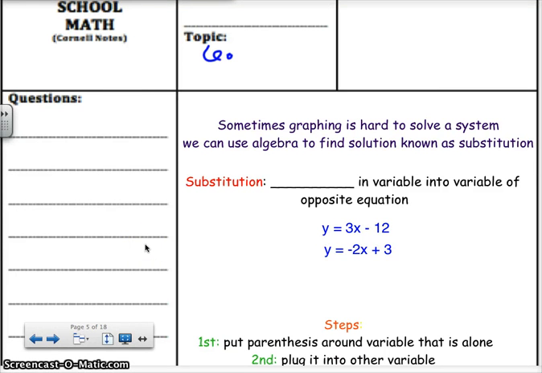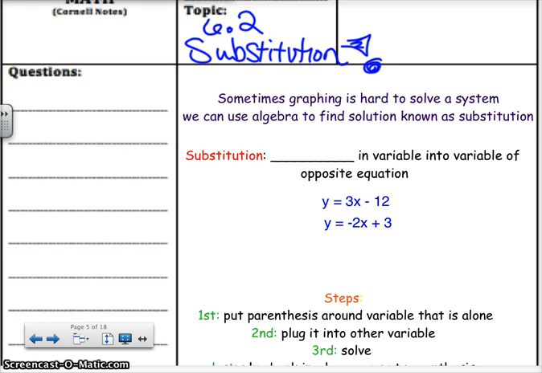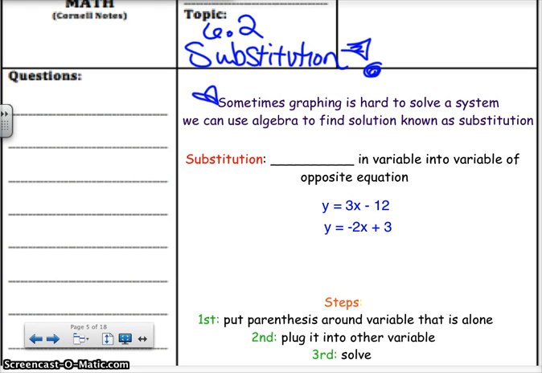Okay, today we are moving on to our second lesson of Systems, Chapter 6, and we are going to solve systems using a strategy called substitution. And what substitution means is exactly what it sounds like. You substitute one thing in for another. It's just like teachers. When teachers get substitutes, you take out one teacher, you put another teacher in. Okay, same concept. Substitution. We use substitution when graphing is hard to do.